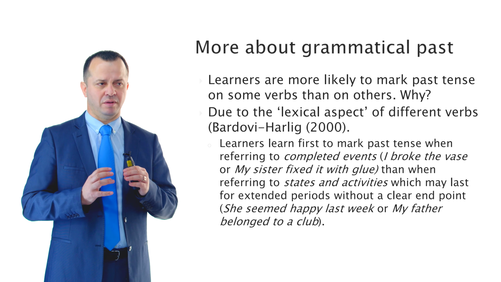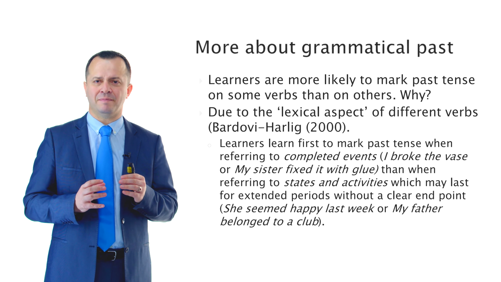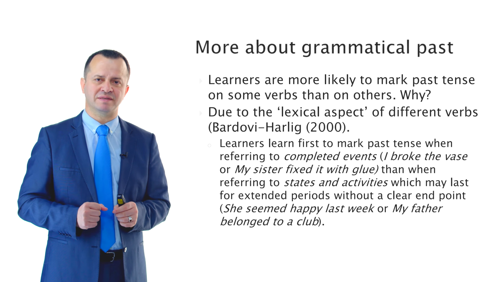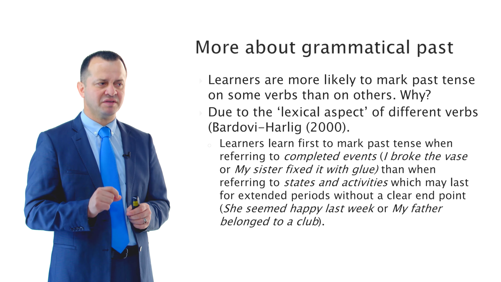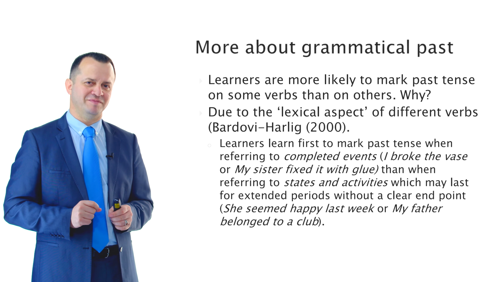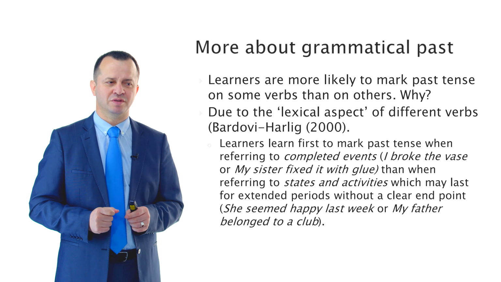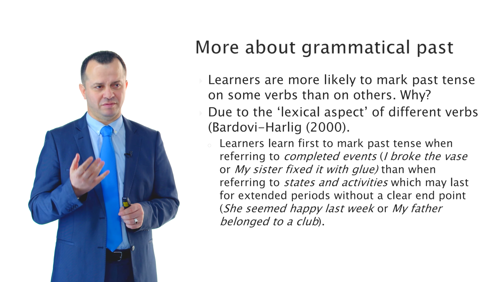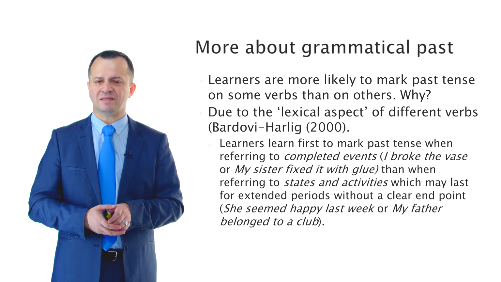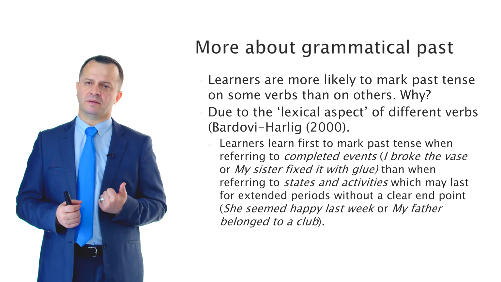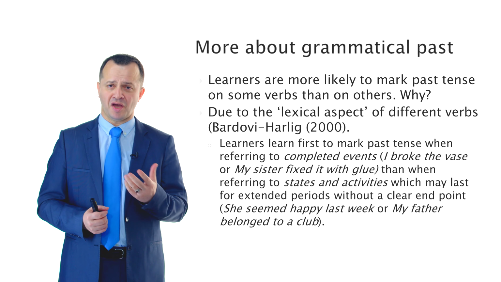So now these verbs are marked as completed events. Good. But for verbs referring to states and activities, it's difficult for them to mark it. For example, she seemed happy last week. My father belonged to a club. So, referring to states and activities. That's why you should be aware that stages within the stages, even in the past verbs, they happen.